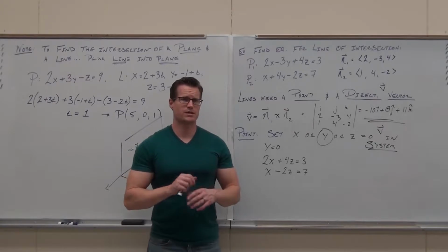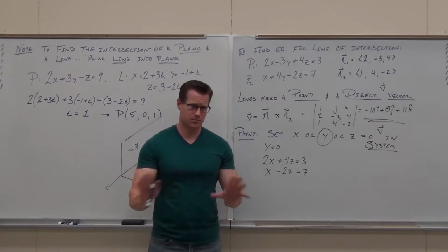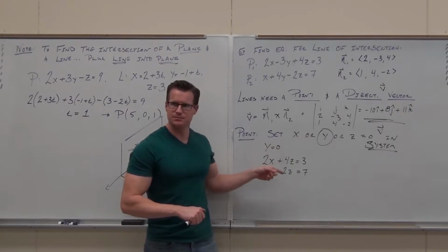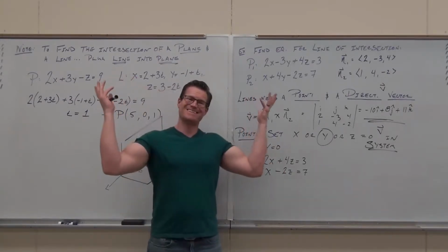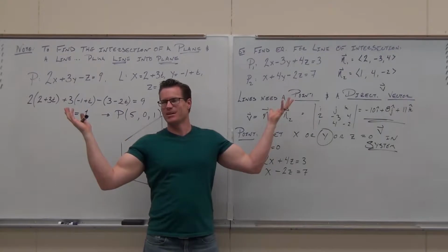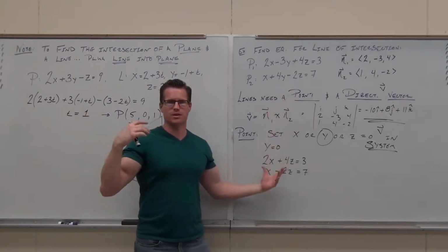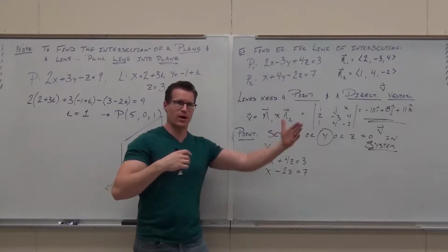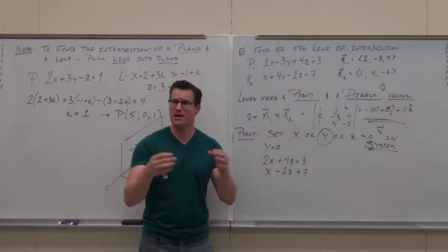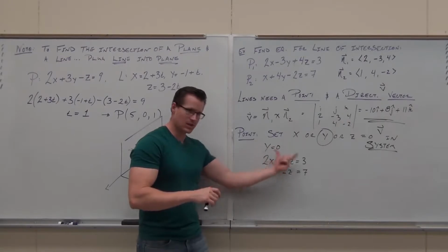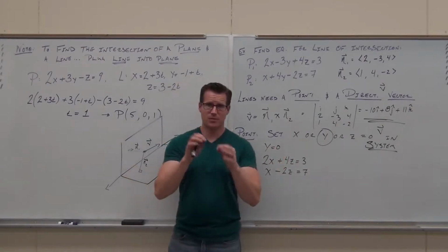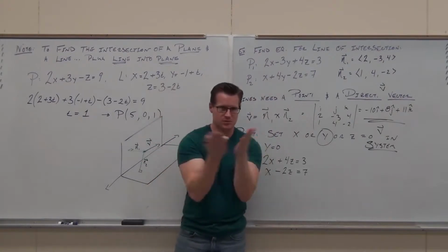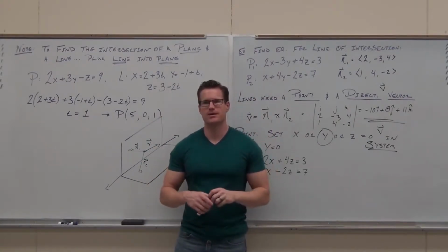Maybe this will make a little more sense the second time through. Do you know where the y's went? Gone! Zeros! What are the only two variables left? x and z. That means it's going to be on the xz plane. Where y is 0, you're on the xz plane. We're going to find the point where this system, the line of intersection between two planes, hits the xz plane. That's what these variables mean.